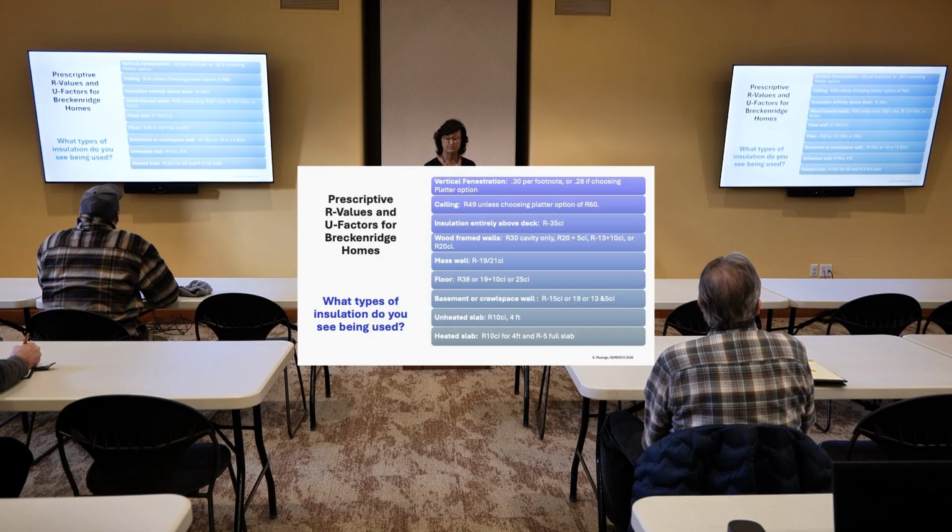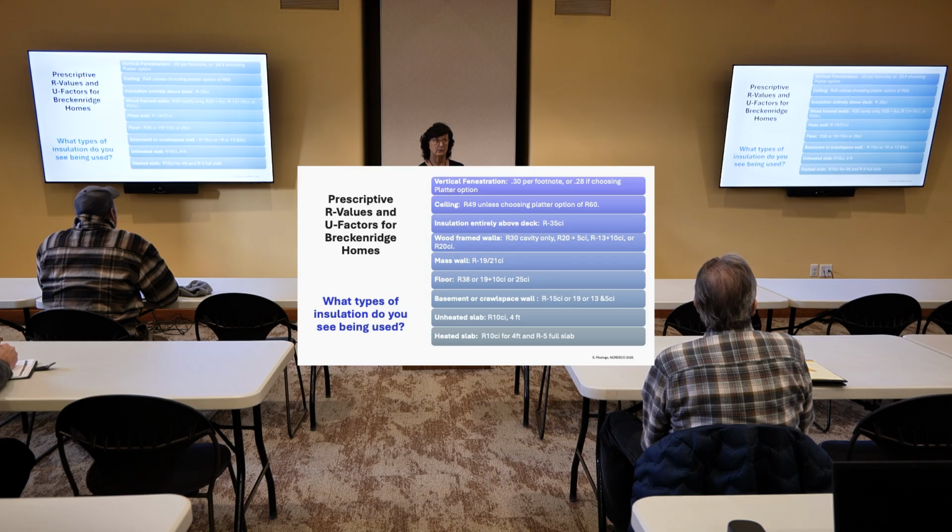We didn't amend that. Mass walls, R19 versus R21. The code always says you can do less insulation if you install it on the outside of the building, more if you do it on the inside. So that slash means R19 if you put the continuous insulation on the outside of the building, R21 if you put it on the inside. It works better on the outside. Floor insulation, R38 cavity, 19 plus 10 or 25 continuous. It would be interesting to see a continuous floor insulation.